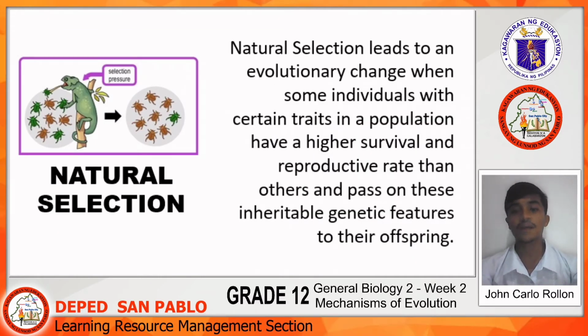First, let us talk about natural selection. What is natural selection? Natural selection leads to an evolutionary change when some individuals with certain traits in a population have a higher survival and reproductive rate than others and pass on these inheritable genetic features to their offspring. Evolution acts through natural selection, whereby reproductive and genetic qualities that prove advantageous to survival prevail into future generations.